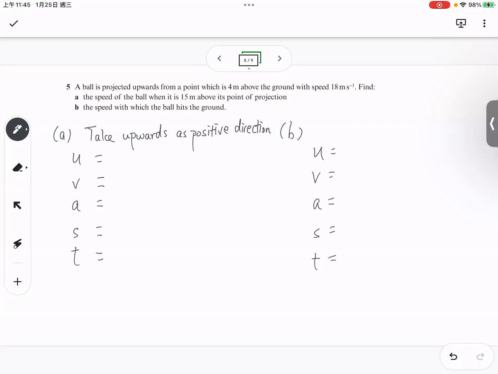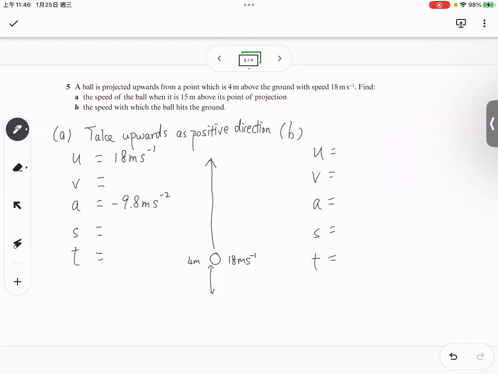Okay, now a ball is projected upward from a point 4 meters above the ground. So that means I have a ball which is at 4 meter height, and then I will project it upward. The initial speed is 18 meters per second, so we know that u is equal to 18 meters per second. After that, obviously a is negative 9.8 meters per square second.